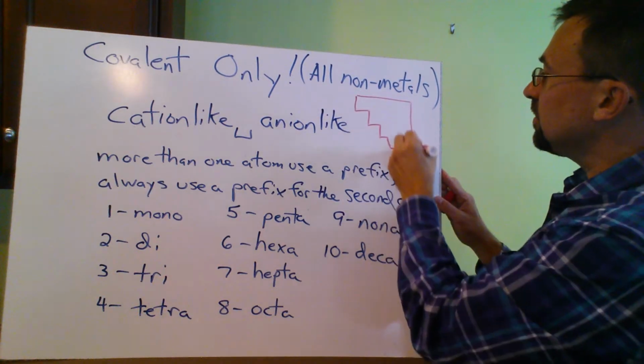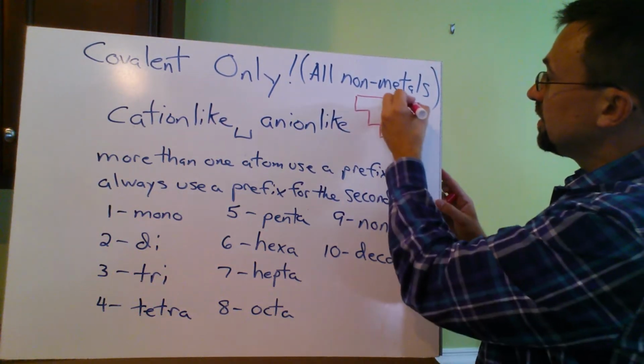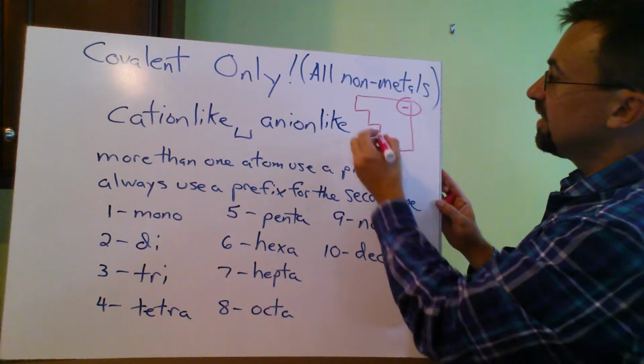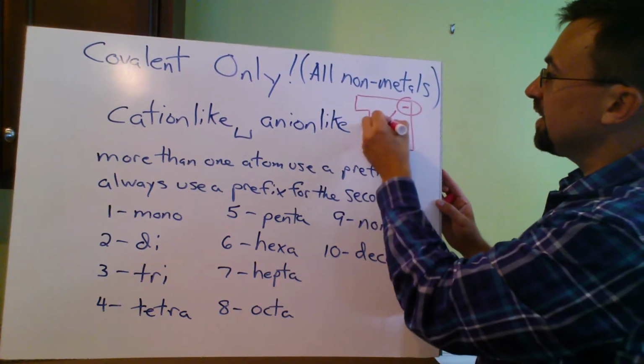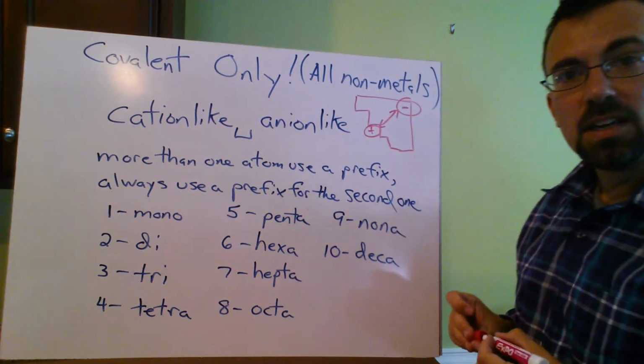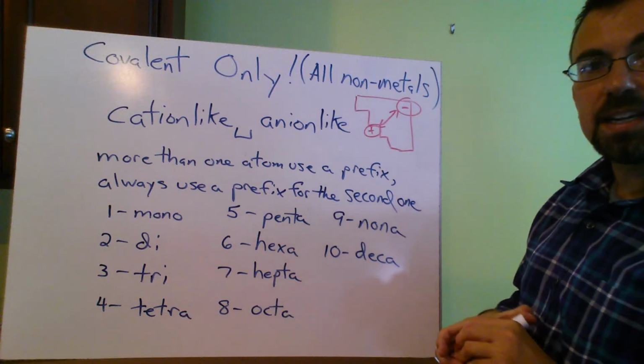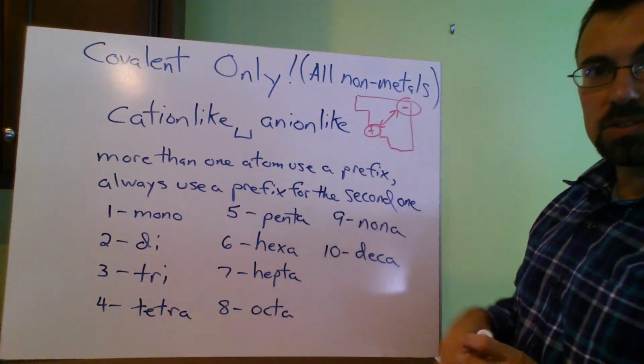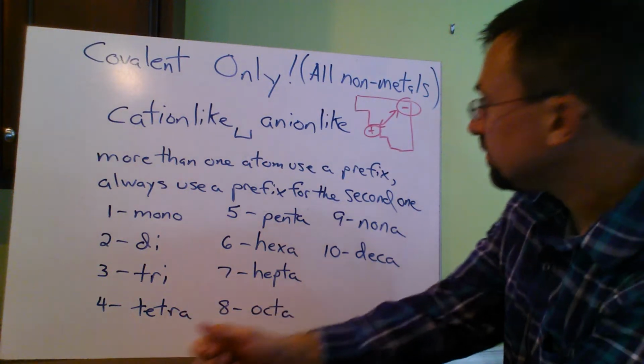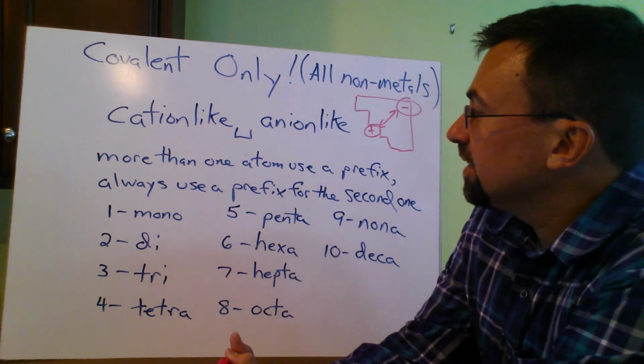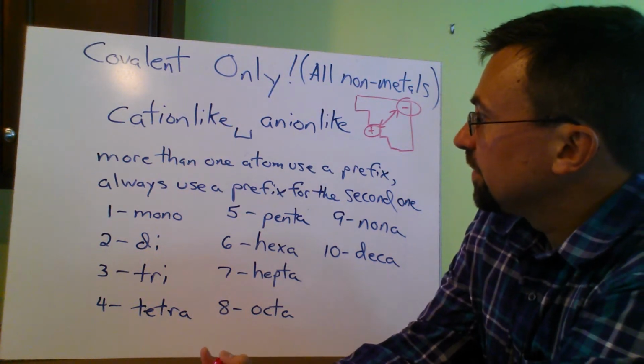And all the nonmetals live over here. This is your more anion-like, and this is your more cation-like. So depending on your distance from that staircase, the further you are up and right, the more anion-like you are, and the further down and left you are, the more cation-like you are. Okay. With that being covered, let's move on.